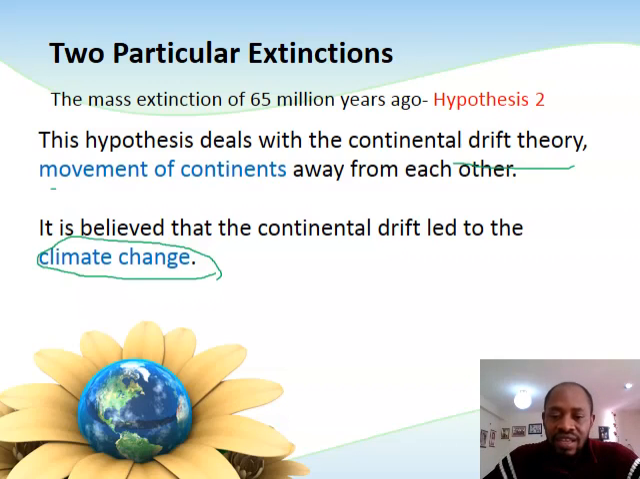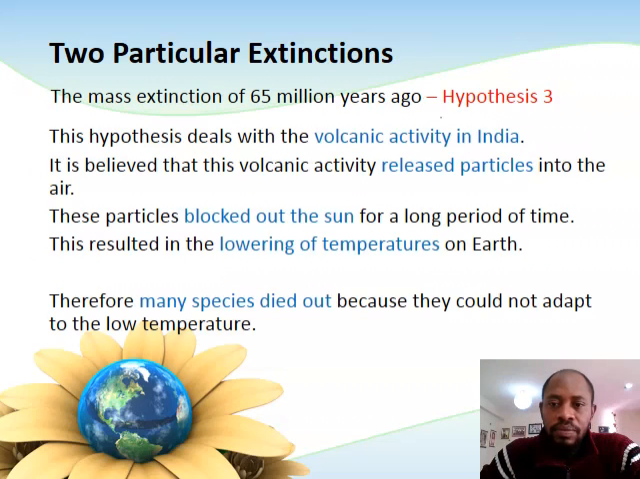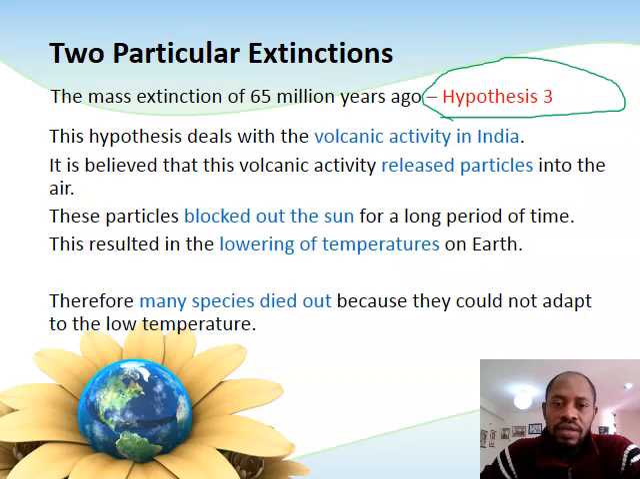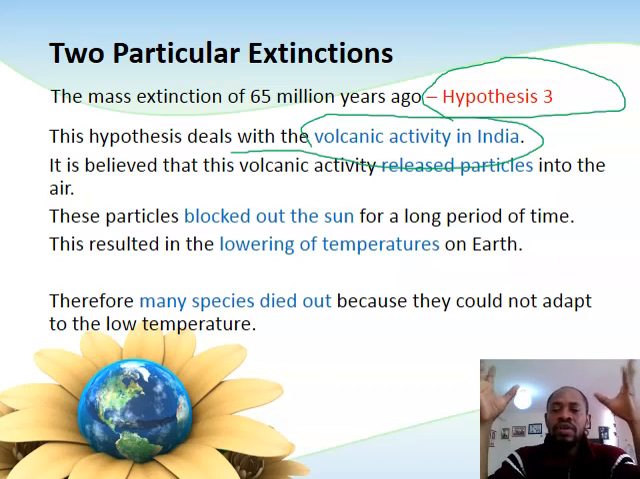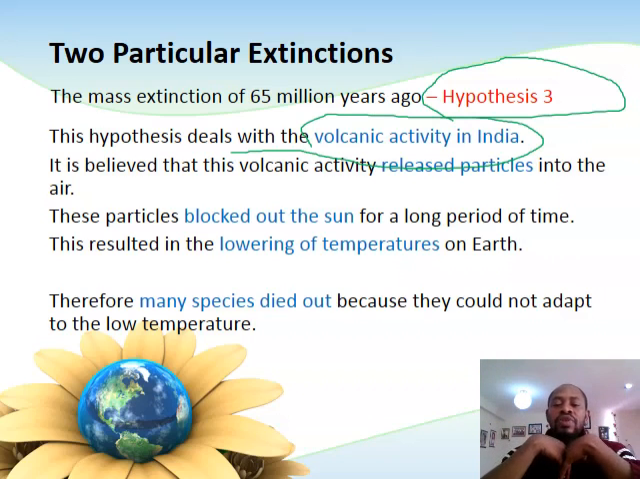The third hypothesis that was adopted was the volcanic activity that occurred in India. When this volcanic activity occurred, it produced a lot of ash, because when you burn things, there's ash that is produced. With that force, that pressure, that explosion, ash particles were released into the air. And these particles remain in the air for a very long period of time.